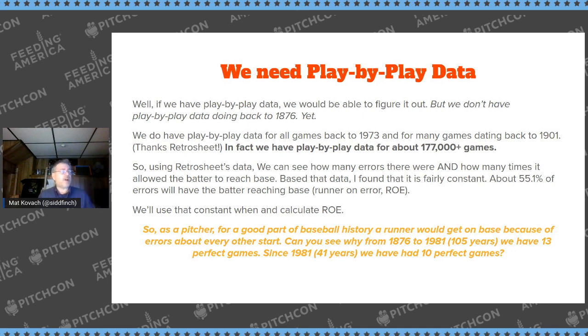For a good part of baseball's history, about every other time you'd have an error and you'd get a base runner. And I think you can see that's part of the reason why for the first 105 years of Major League Baseball, we had 13 perfect games. Since then, since 1981, we've had 10. Because obviously it's easier to have a perfect game if your fielders are not letting people get on first base and you're holding it more to just having to worry about walks, defensive interference, and those types of things.